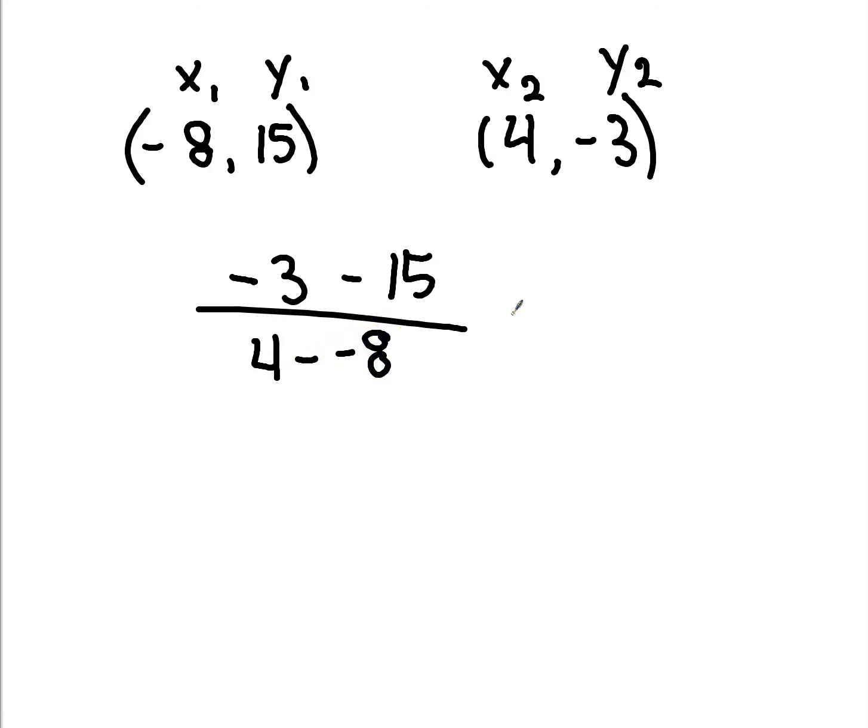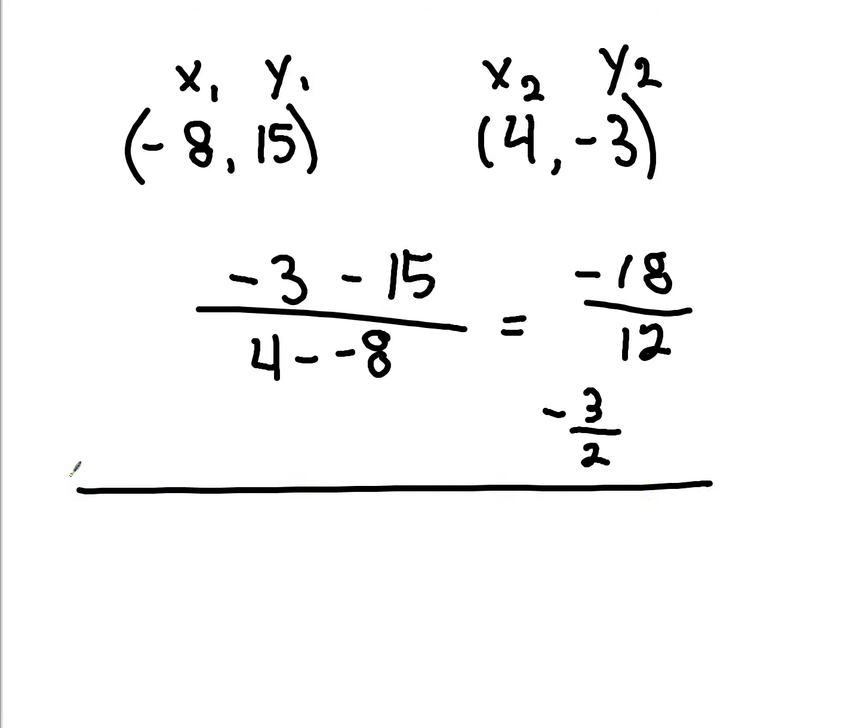You'll have to be careful with your arithmetic there. So negative 3 minus 15 is negative 18. And 4 minus negative 8 is the same thing as 4 plus 8, so 12. Those can both be divided by 6, so we'll write that as negative 3 over 2. And there's our answer. So be careful when you're doing these things, that you deal with the x and y coordinates correctly.